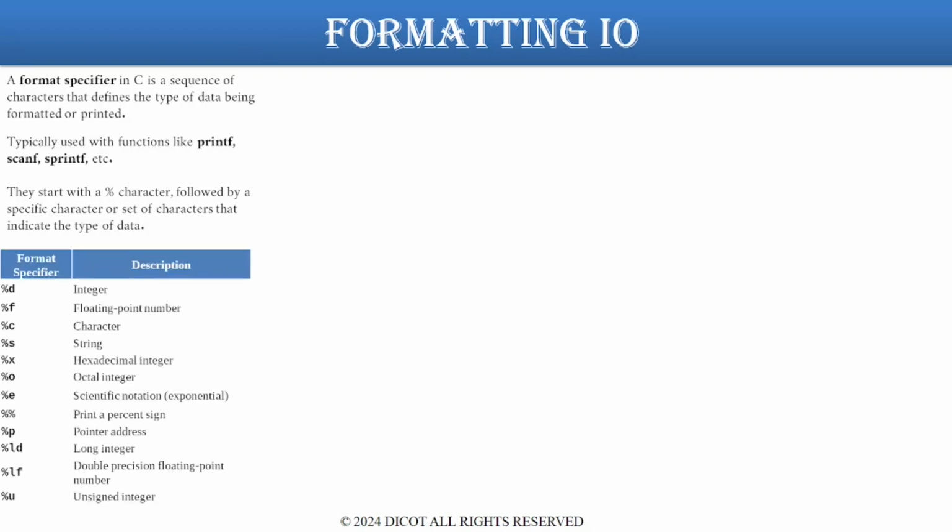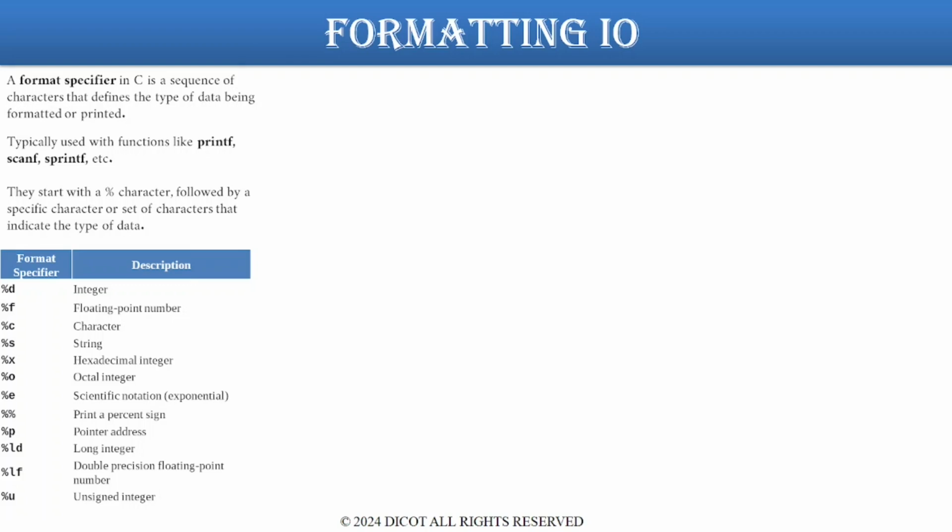%f is used for floating point number. %c for character. %s is used for string. %x for hexadecimal integer. %o for octal integer. %e for scientific notation. %% to print a % sign. %p to display a pointer address. %ld for long integer. %lf for double precision floating point numbers, and %u for an unsigned integer.